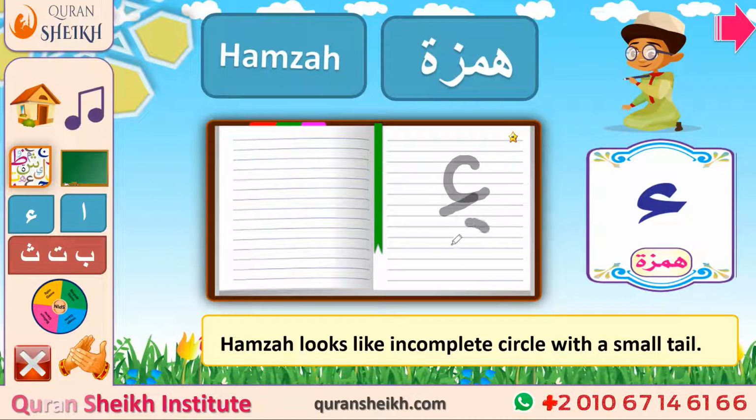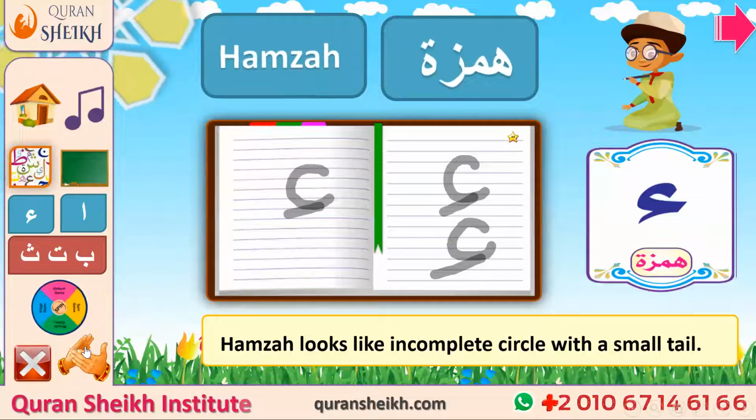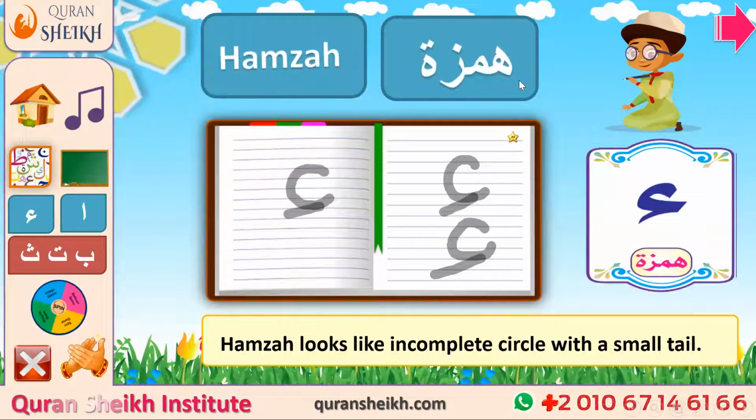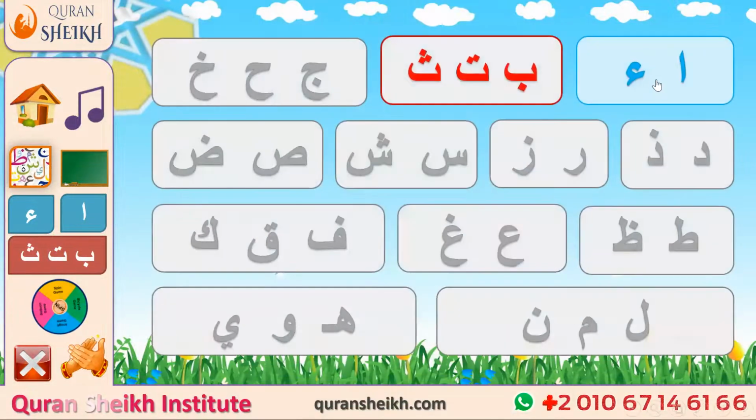Again, incomplete circle with a small tail. That's easy. Okay, just try here. Yes, incomplete circle with a small tail. Good, mashallah, you are so smart. Big clapping. Alhamdulillah, this is the first group.